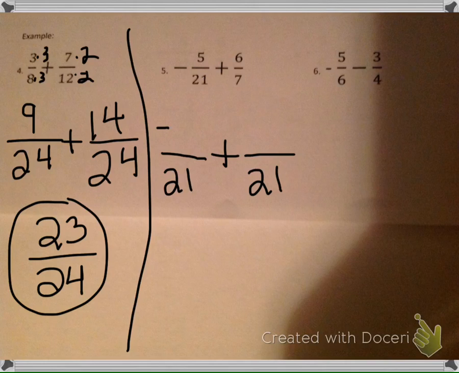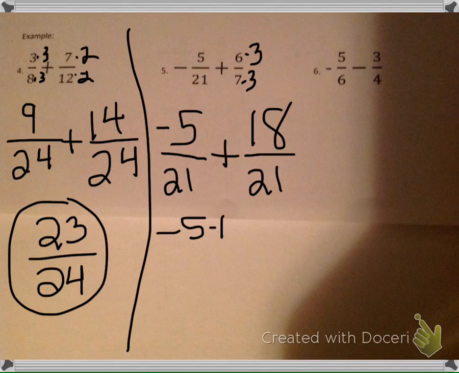So when you have that as your common denominator, 21, we could keep the negative 5 over 21, and now we're just going to rename 6/7 to have 21 as the denominator. So 7 times what is 21? 7 times 3 is 21, so 6 times 3 is 18. Okay, now I have 21 as my denominator, and now I have negative 5 plus 18.